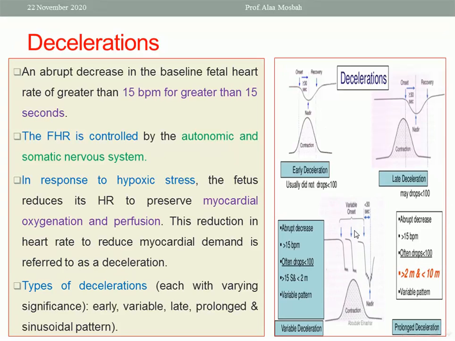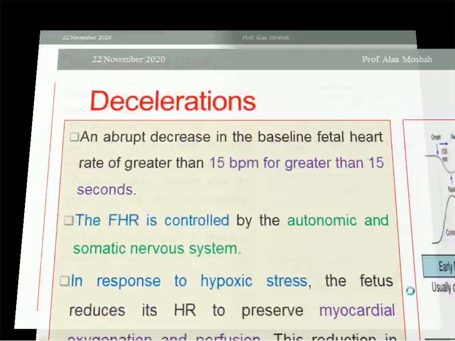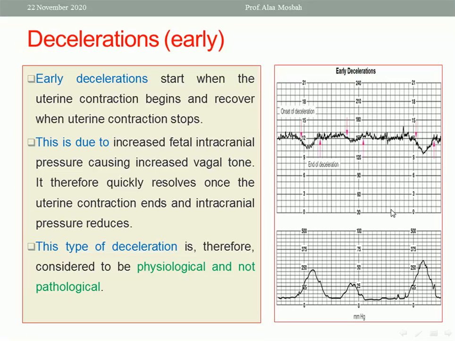Okay? As you see in the picture, this is an example of early deceleration. This is an example of late deceleration. This is an example of variable deceleration and prolonged deceleration. In detail, what is early deceleration?